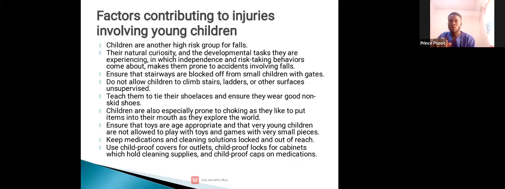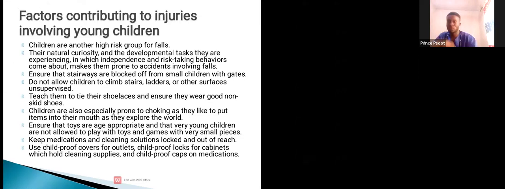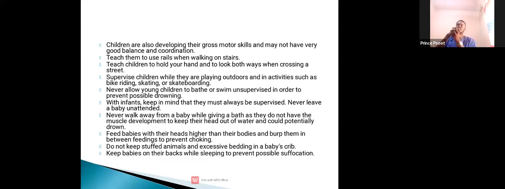I'll make this point again. Use child-proof covers for outlets and child-proof locks for cabinets. Lock up cleaning supplies and use child-proof caps on medication. Children are also still developing their growth and motor skills, and they don't have very good balance and coordination. So teach them to use rules and work on safety.